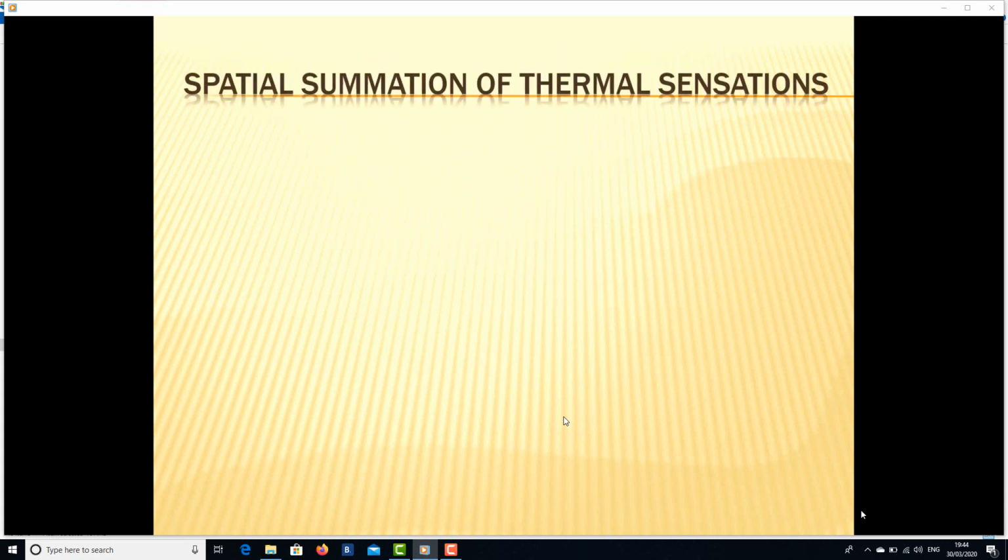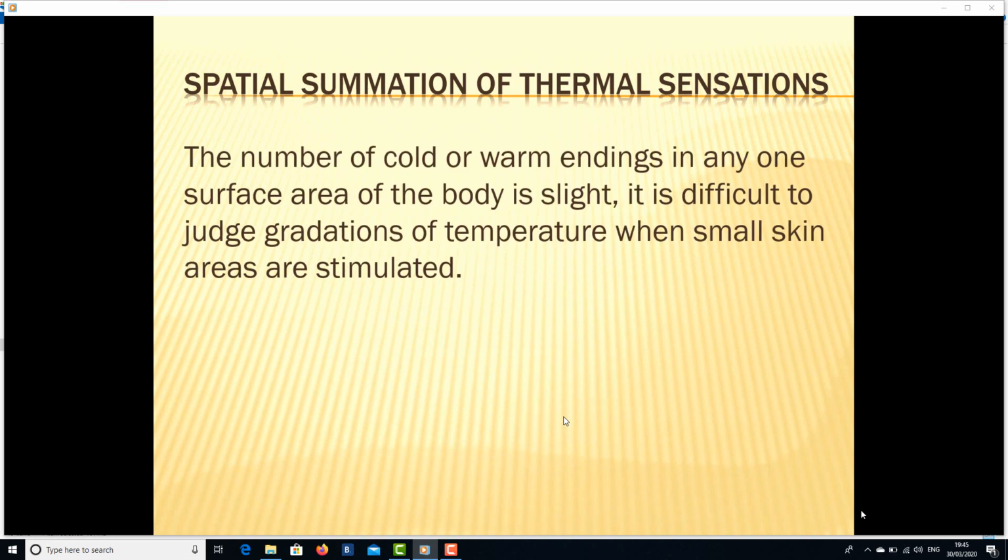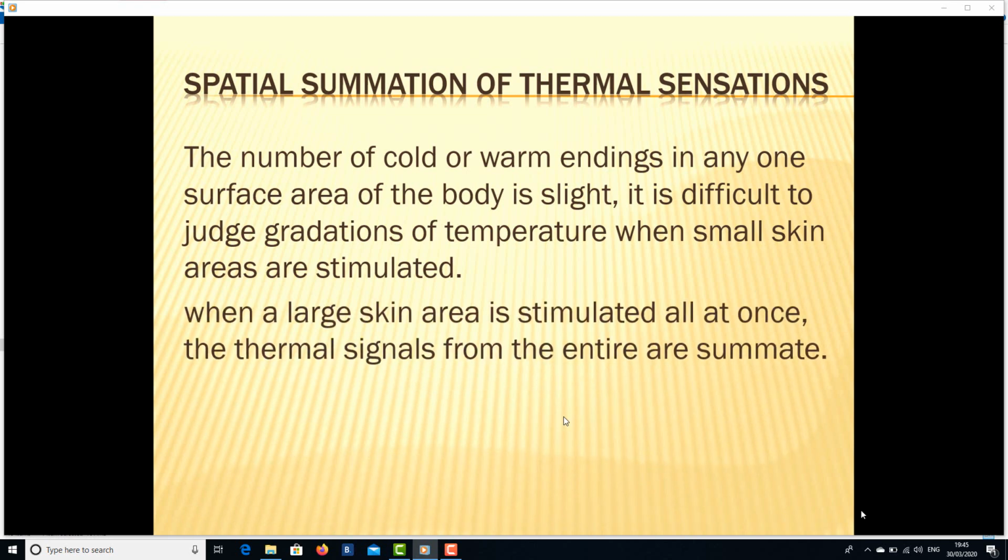There is the concept of spatial summation of thermal sensations. The number of cold or warm endings in any one surface area of the body is slight. It is difficult to judge the gradations of temperature when small skin areas are stimulated. When a large skin area is stimulated all at once, the thermal signals from the entire area summate.